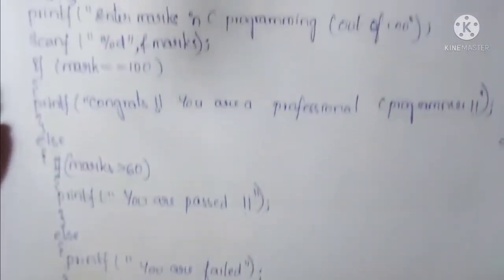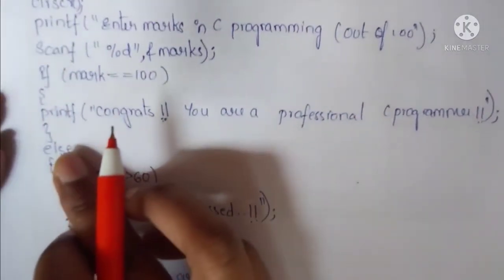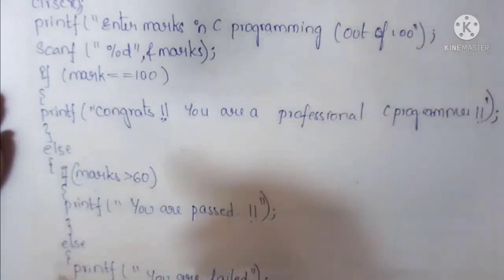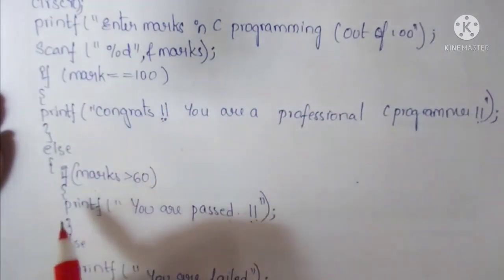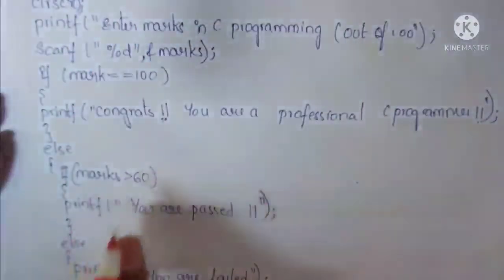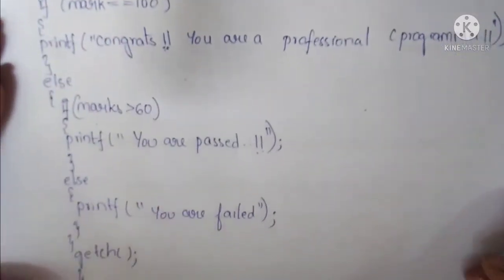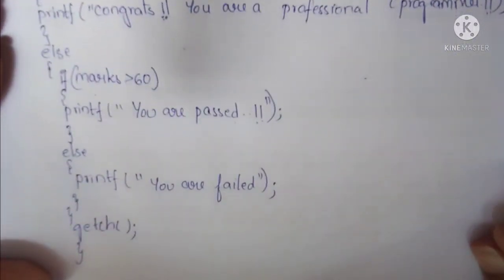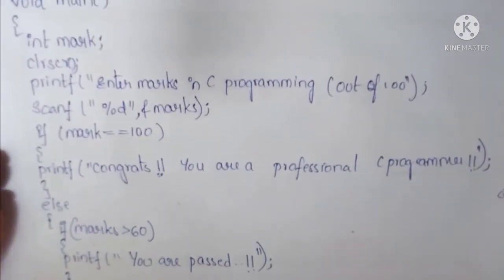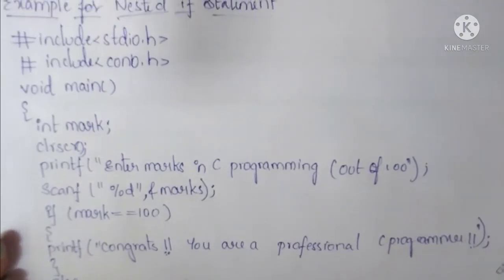So in this particular program we are using one if statement and else statement. In this else statement we are writing another if statement and else statement again. So in one if else condition, we are writing another if else condition. So this is a program for the nested if. This is an example program for the nested if else statement.